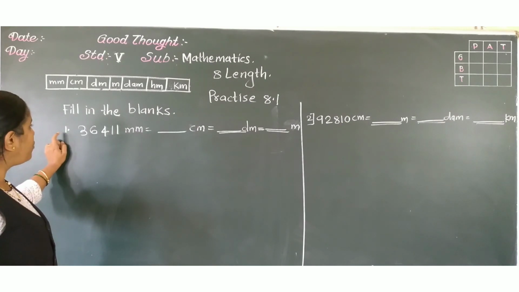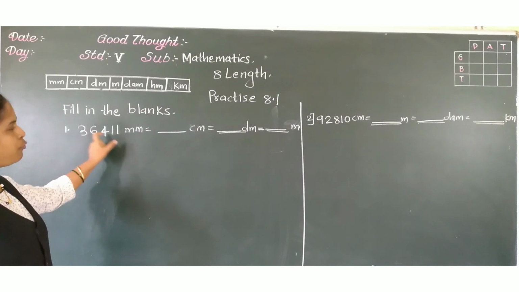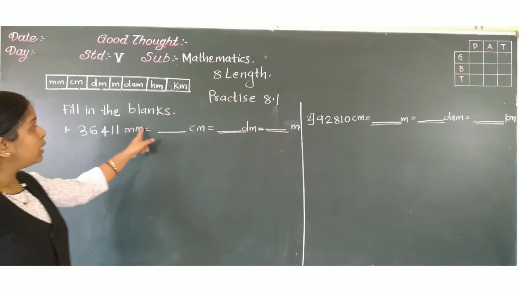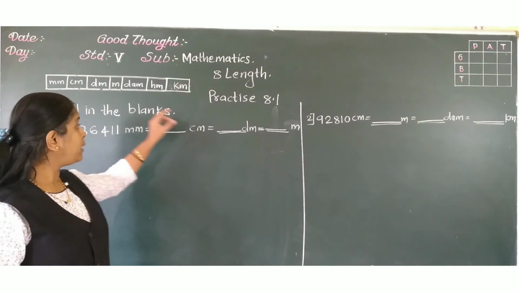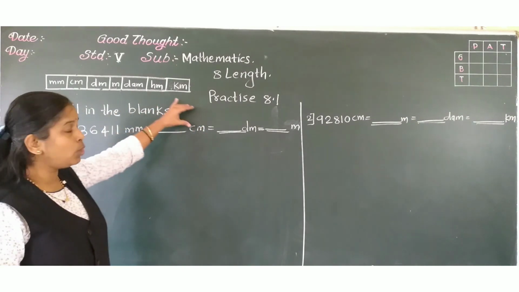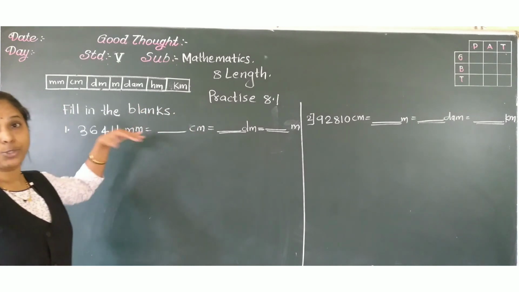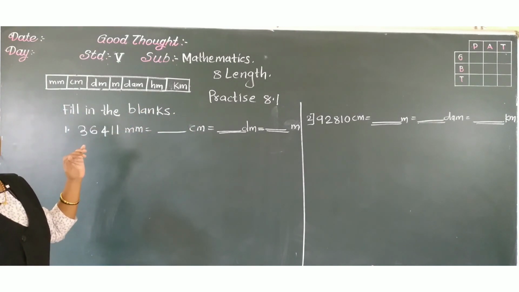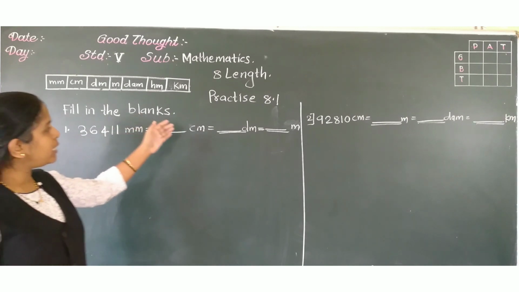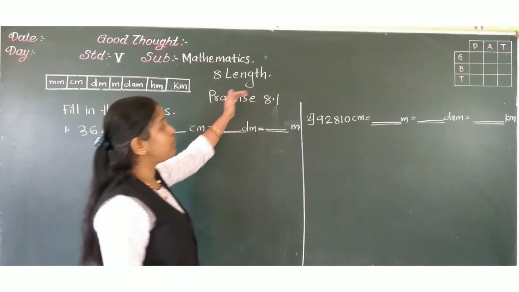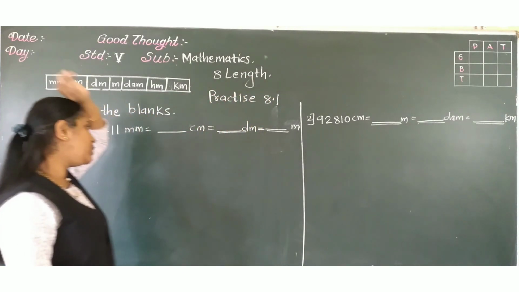First one, we have to convert 36,411 millimeter into centimeter. That is, we have to convert smallest to biggest. Smallest to biggest means what we have to do? We have to do division, and then centimeter to decimeter and decimeter to meter. Now, see, it's very easy.